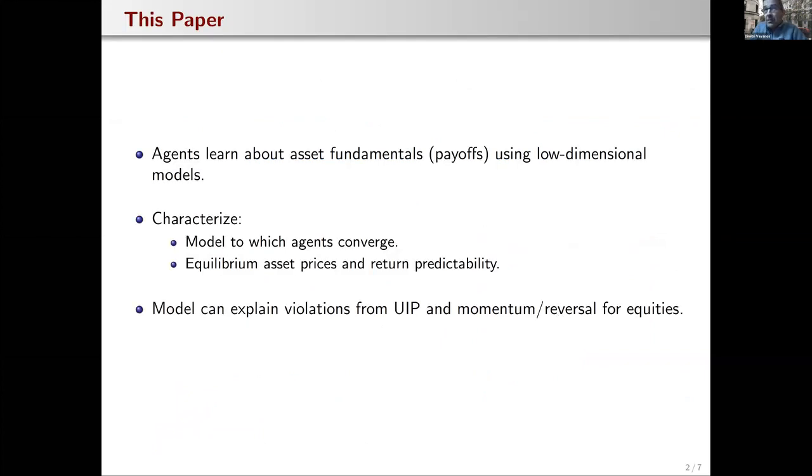So let me first summarize. Puya, I thought, was very clear in his presentation, so I will be quite brief. This paper studies how agents learn about asset fundamentals using low-dimensional models. The main theoretical results are, first of all, a characterization of the low-dimensional model to which agents converge, and the implications of that for equilibrium asset prices and return predictability. Then they apply their results to understanding violations of UIP and also momentum and reversal in the equity market.